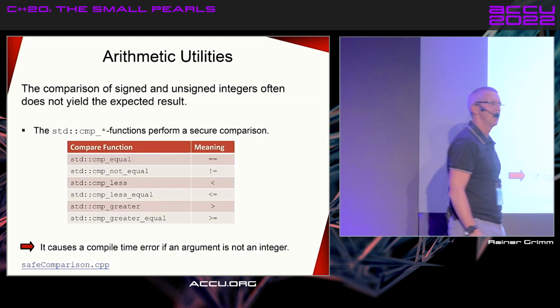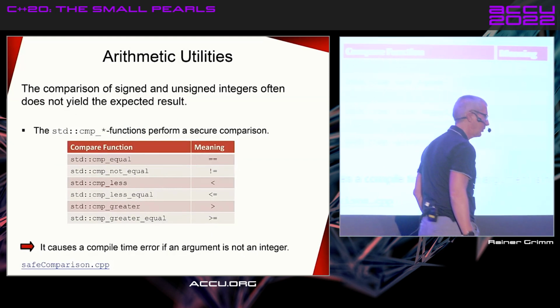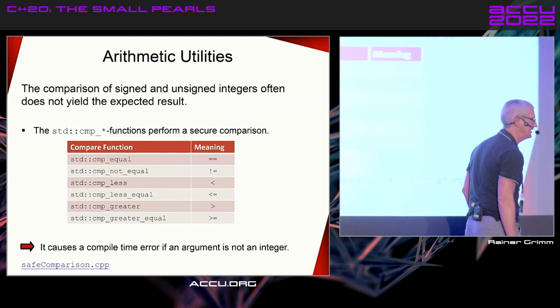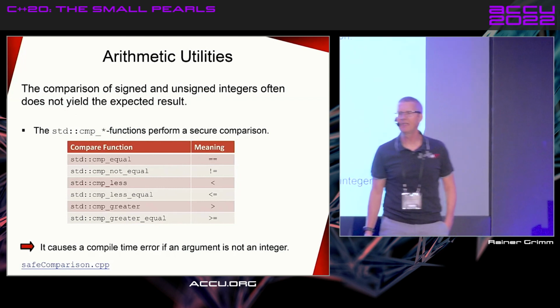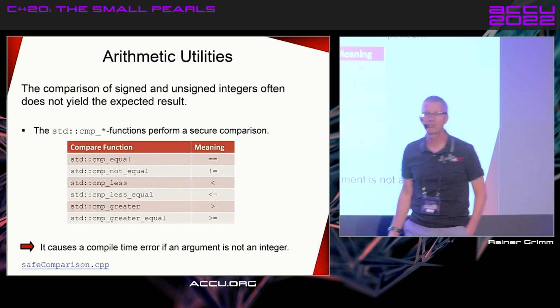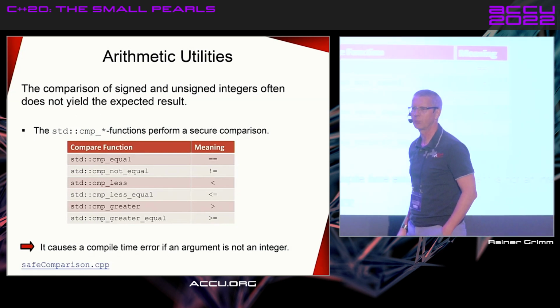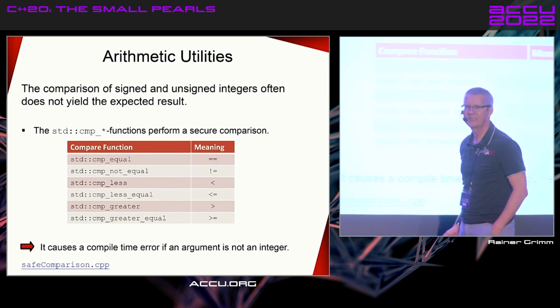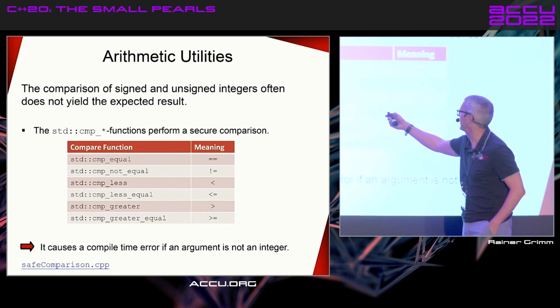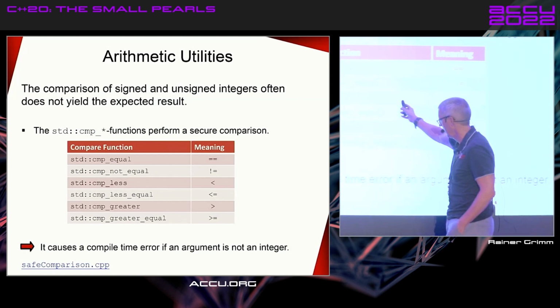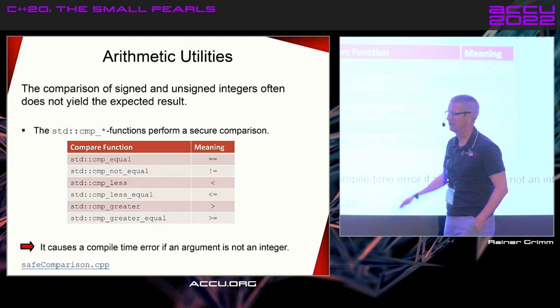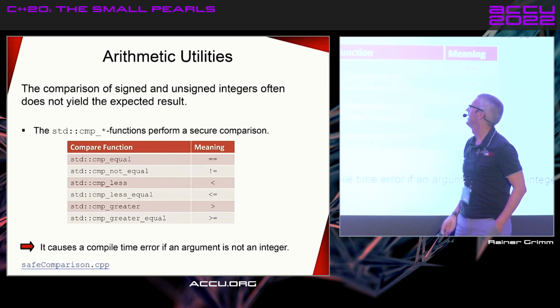What I often say in my seminars is don't use signed and unsigned in an arithmetic expression. You may not get what you expect. And with C++20, we get these functions here, you see? Compare equal, not equal, less, the six relational operators.